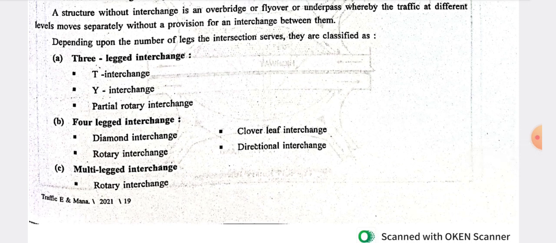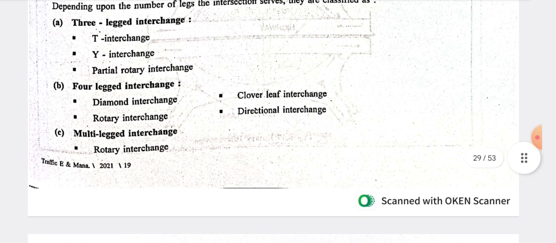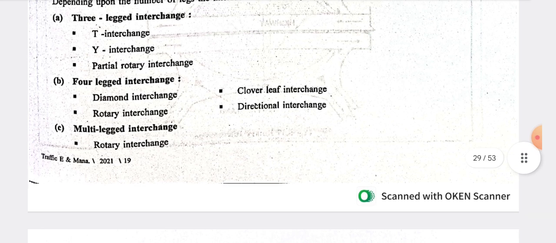So depending upon the number of legs or intersections, they are classified as a three leg interchange. Here the three leg interchange is divided into three parts. First is a T type interchange, second is a Y type interchange, and third is a partially rotary interchange.